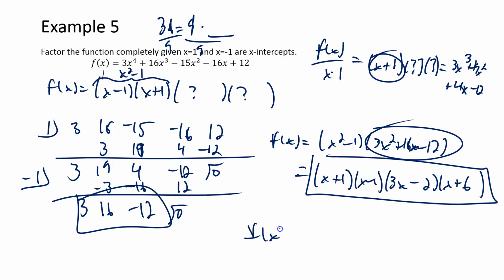So we have at this point f of x is x squared minus 1 times 3x squared plus 16x minus 12. And then we solve it the exact same way we did up here, right? Either way you do it, you get the same answers. Kind of cool.